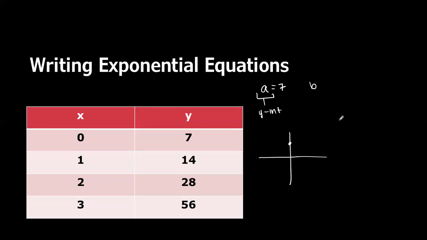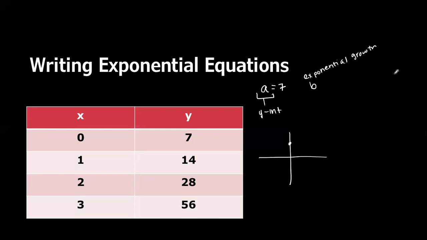Okay, now let's look at the y values. From 0 going up, are these y values increasing or decreasing? Increasing. So I already know that this is going to be exponential growth, because my y values are increasing. They went from 7 to 14 to 28 to 56. We just need to figure out what they're increasing by.